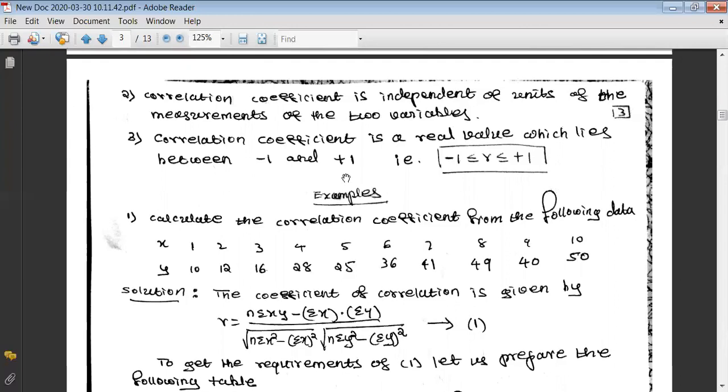That is, R is a real value which lies between minus 1 and plus 1. What is the importance of this particular property?